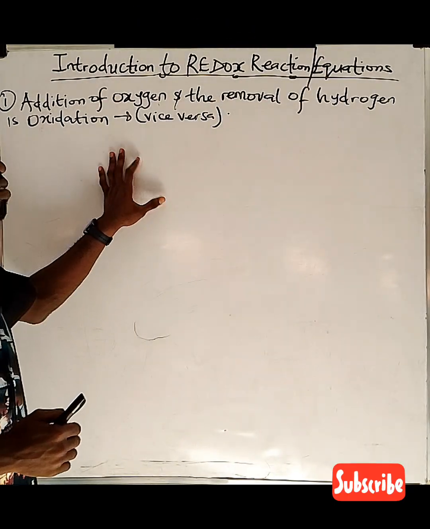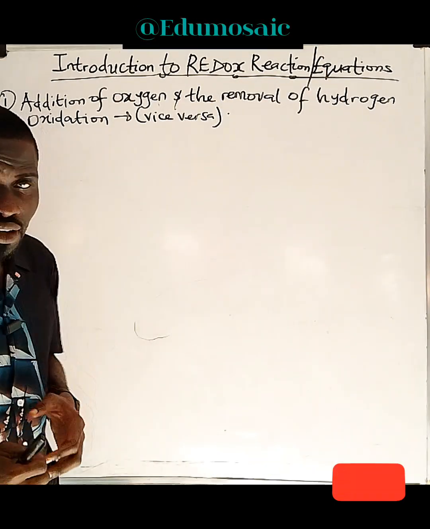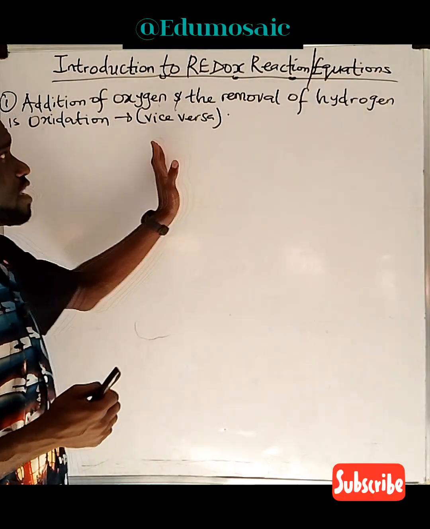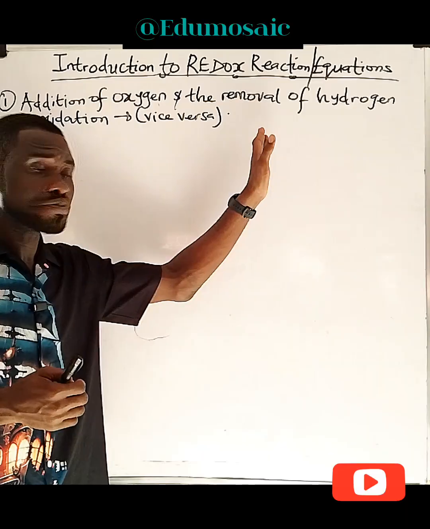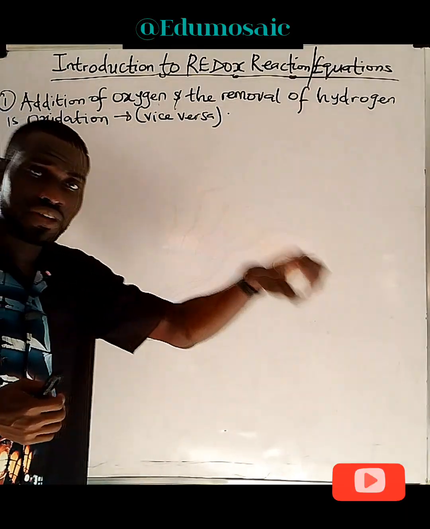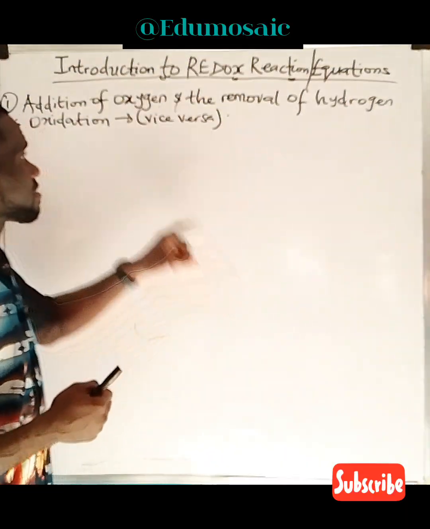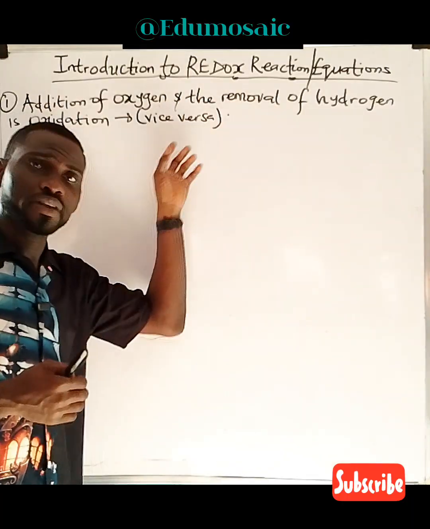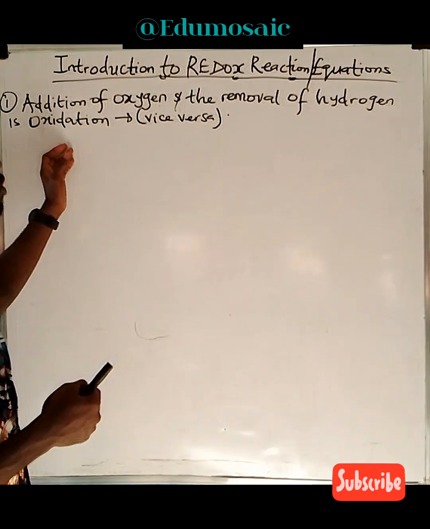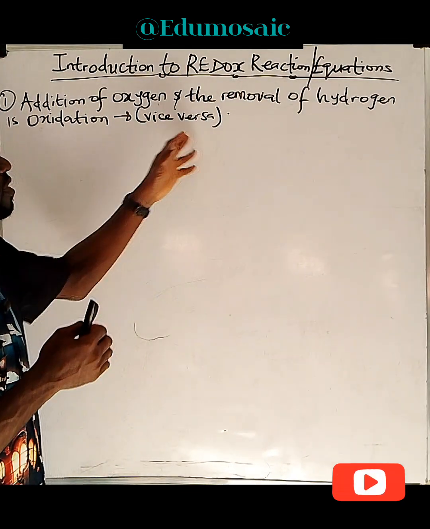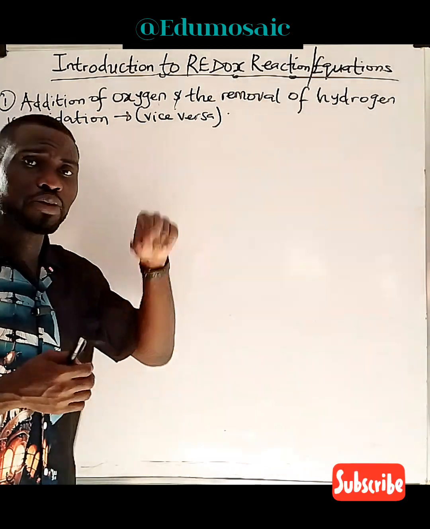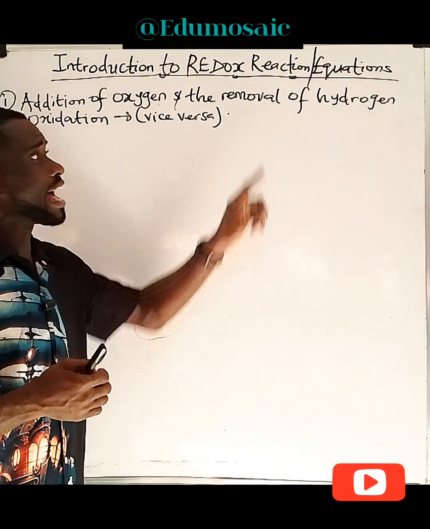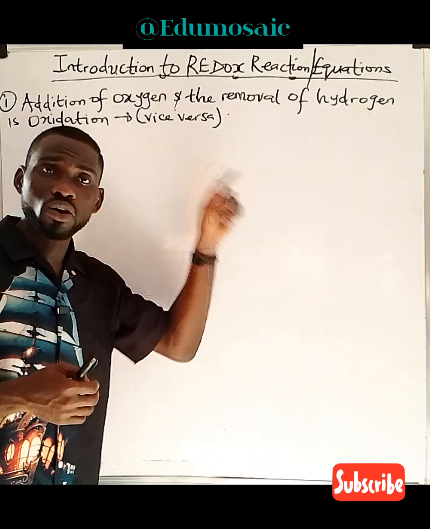Whenever there's an addition of oxygen to a given element, and the removal of hydrogen also, these two things take place simultaneously, sometimes. So whenever you have oxygen added to a given atom of an element, we call that oxidation. Whenever we have removal of hydrogen from a given compound, we also call it oxidation. That means if the opposite takes place, if oxygen is being removed from a given compound, we have what we call reduction. While when hydrogen is added to a given compound, we have what we call reduction also.